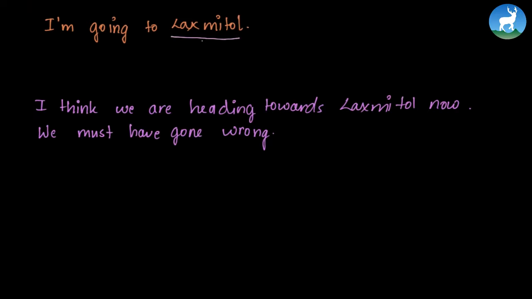In the second example, the direction of movement is more important than the destination. So here, you go looking for Lakshmi Toll and you are going the wrong way, you go looking for another street. The most important thing in the second example is the movement from one place to another rather than the destination. So you think that you're heading towards Lakshmi Toll now. You needed to go to Lauri Toll, but you are going towards Lakshmi Toll and you say that we must have gone wrong because you're going in the wrong direction. You're talking about direction here, not destination.